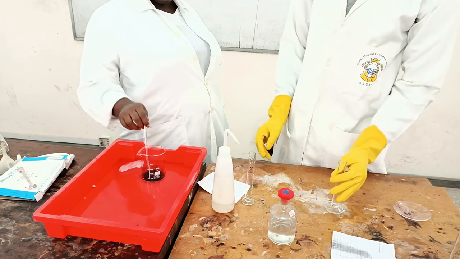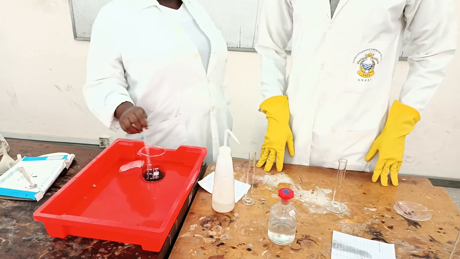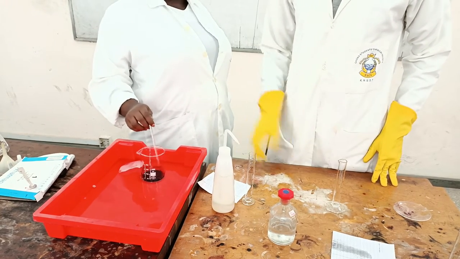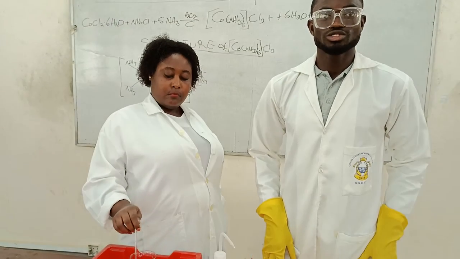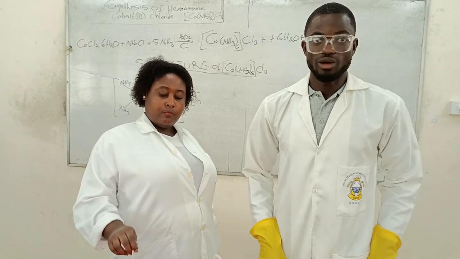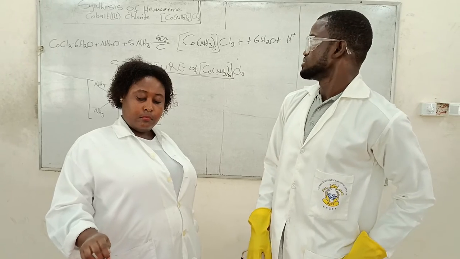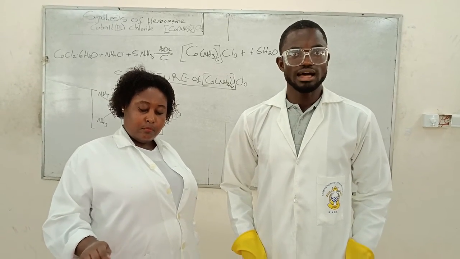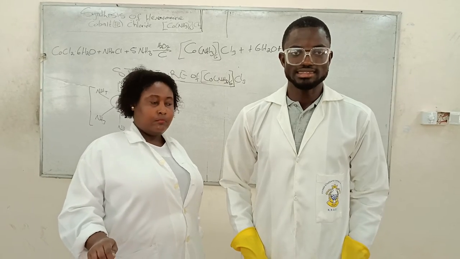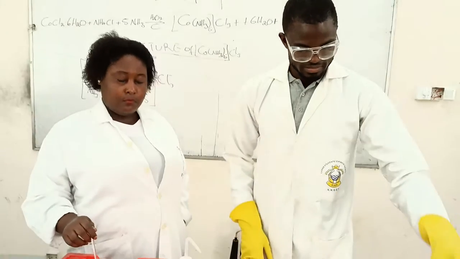Now what we have here, after adding the ammonia to it, is hexaammine cobalt 2 chloride. But we want to synthesize hexaammine cobalt 3 chloride. So what do we do? We add an oxidizing reagent, and that is hydrogen peroxide.